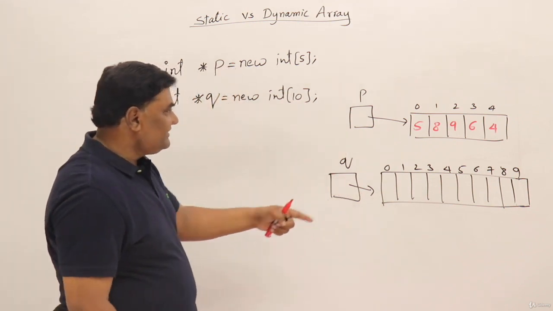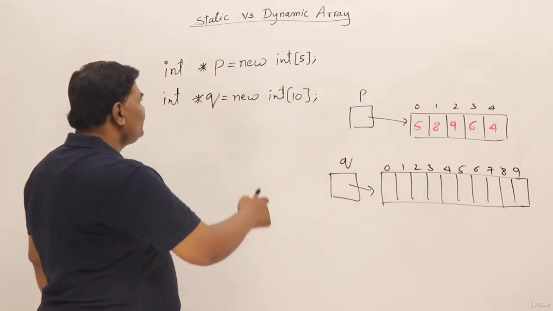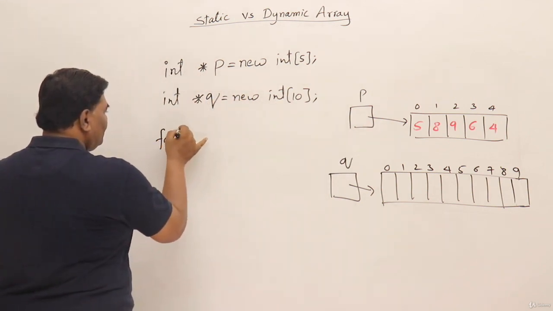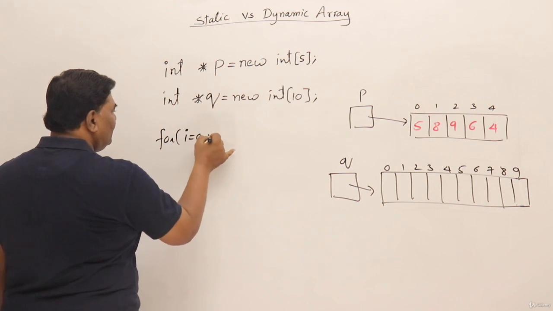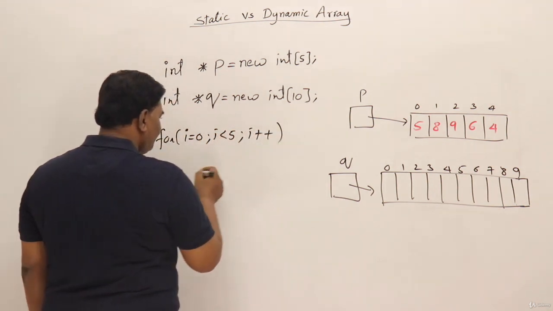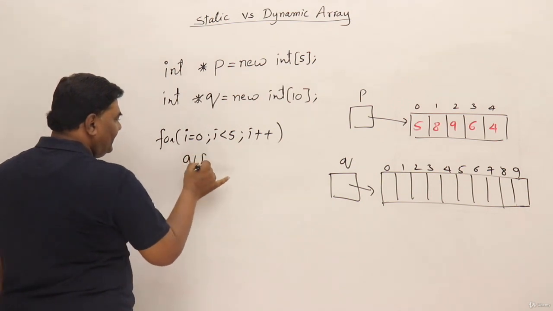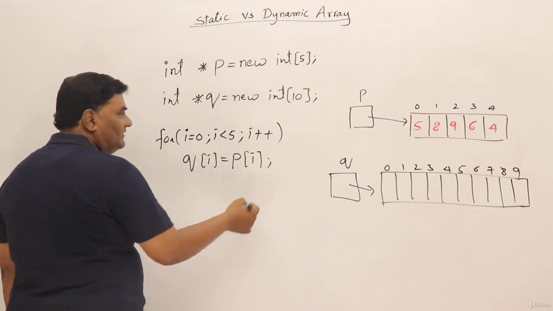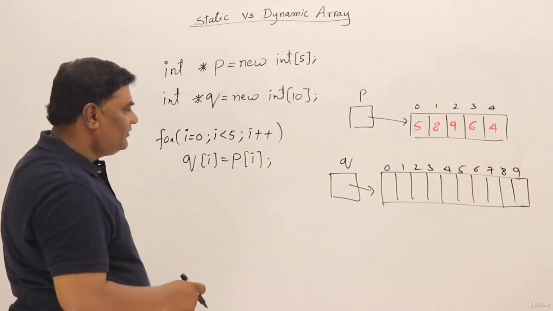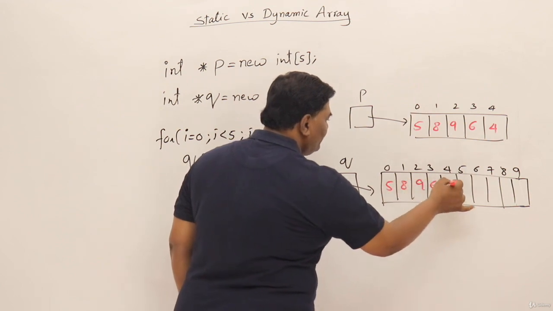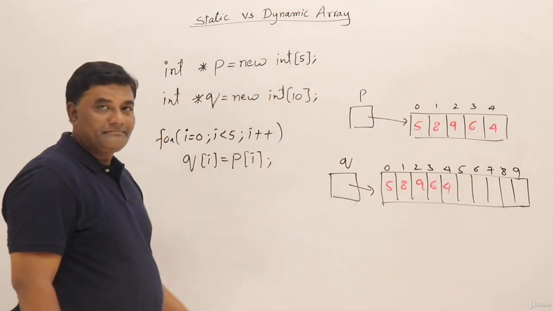Now transfer all those elements from P to Q. We know the size of P very well, that size is 5. So for i assign 0, i is less than 5, i plus plus, then in Q of i, copy the elements of P of i. So I am copying them using a for loop. All these values will be copied here: 5, 8, 9, 6, 4. So the values are copied there.